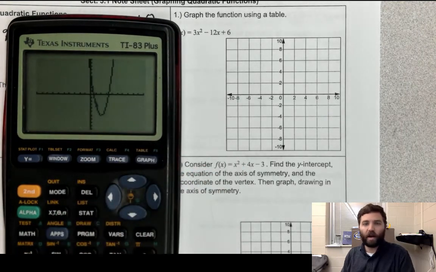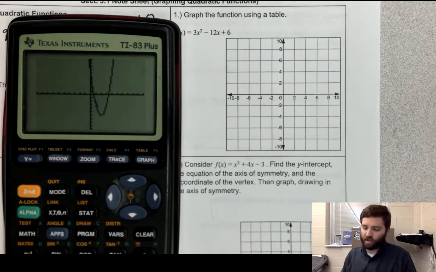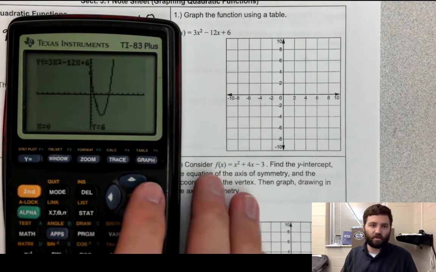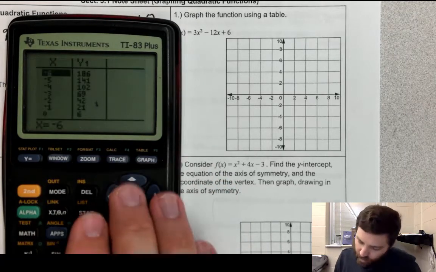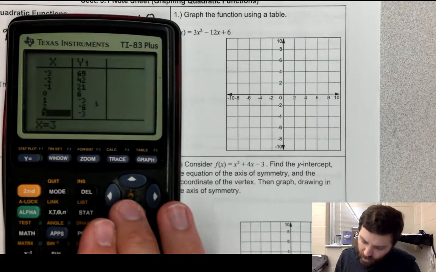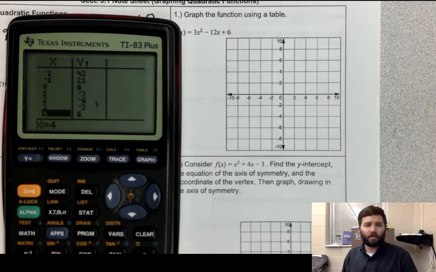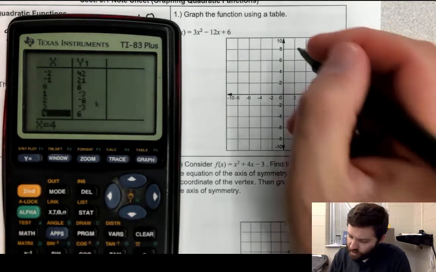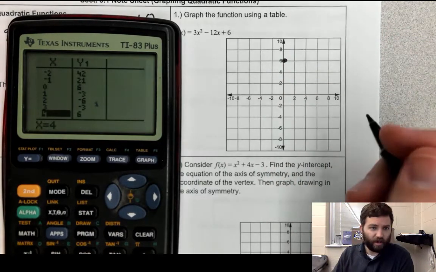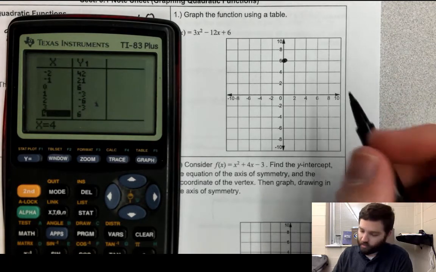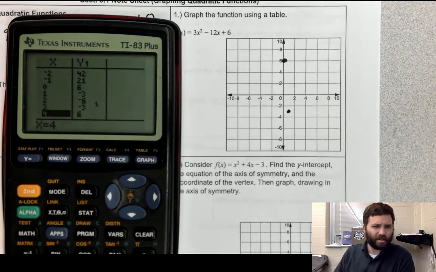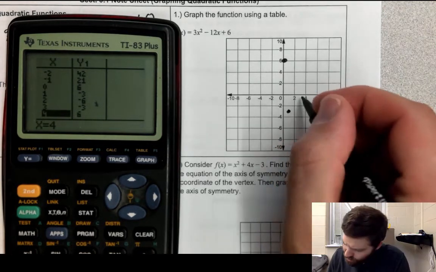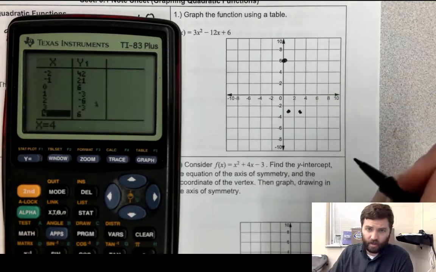Take a look at the graph. Now, one way to graph this is using the trace feature. The problem with the trace feature is that sometimes you get a nice point, but a lot of the points are pretty ugly. If you go to your table, though, you should have several points there that you can plot. For instance, we've got 0, 6. I can plot that point. I see that I've got 1, -3, so 1, -3 would be like here. And then I've got 3, -3, so over 3, down 3, like that.